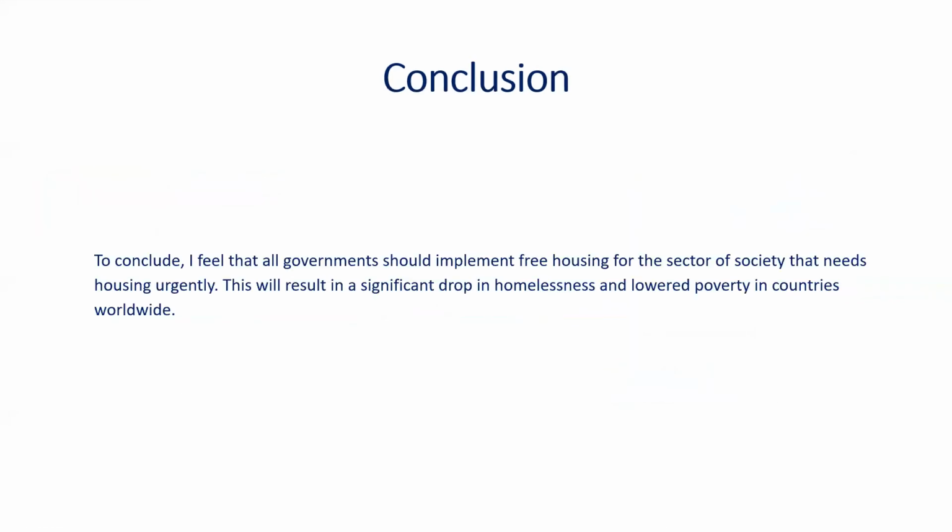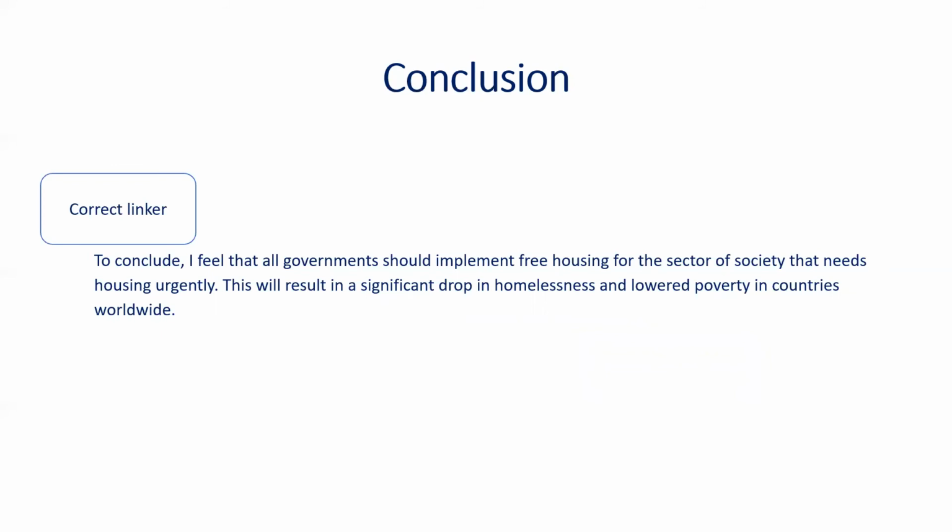We look at my second student's response. This is the lady who got band score 9, actually. And she wrote, "To conclude, I feel that all governments should implement free housing for the sector of society that needs housing urgently. This will result in a significant drop in homelessness and lowered poverty in countries worldwide." Now, today we're not examining the vocabulary, but you can see that she's used the correct linker. Her use of language is very appropriate, very nice, complex sentences.